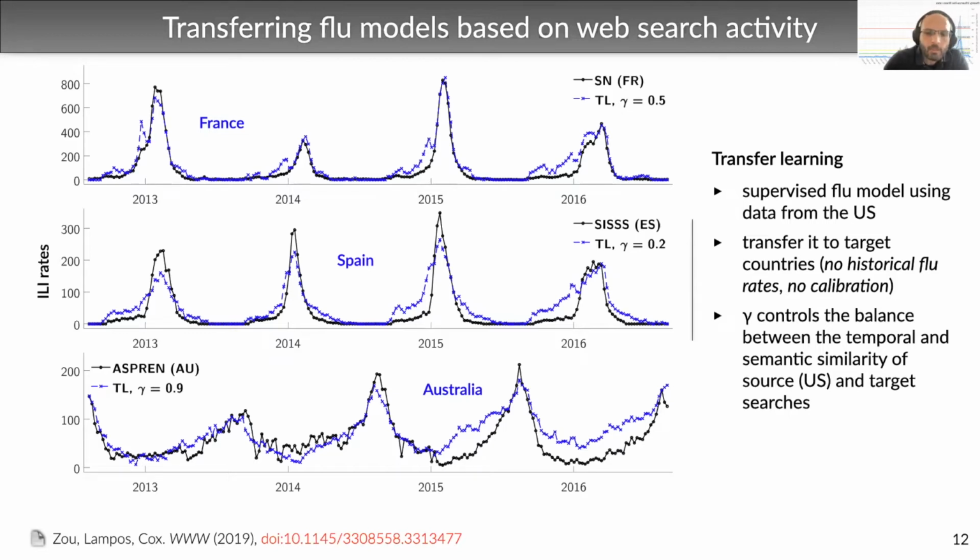In our experiments, the source model was trained with data from the US. The transferred estimates are quite accurate, which is encouraging, especially when we consider the difficulty of the task that, apart from not using ground truth to calibrate the transfer, also involves search queries in different languages, all with very different temporal variations.